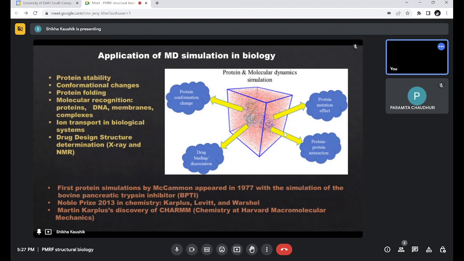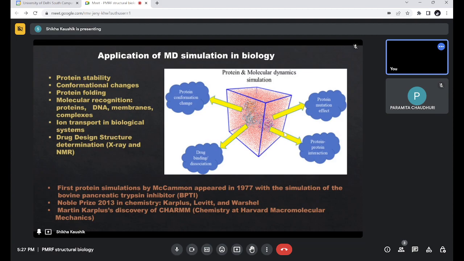If I talk about a bit of history of molecular dynamics simulation, especially in the field of biology, the first protein simulation by McCammon appeared in 1977, with the simulation of bovine pancreatic trypsin inhibitor. Trypsin is an enzyme that cleaves proteins at the lysine residue. So the first simulation achieved by McCammon in 1977 was of an inhibitor that is blocking pancreatic trypsin.